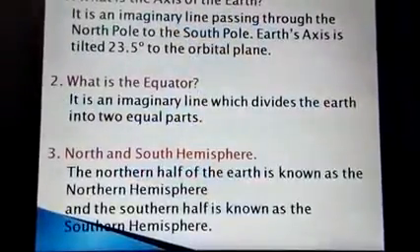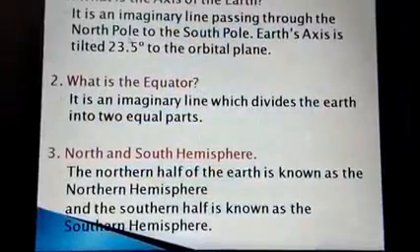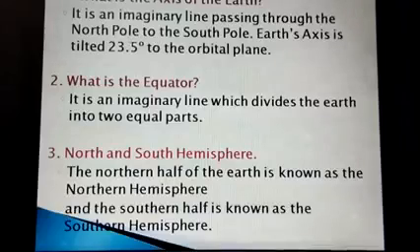So what do you mean by axis? What is the axis of the earth? It is an imaginary line that passes through the North Pole and the South Pole. The earth's axis is tilted 23.5 degrees to its orbital plane.